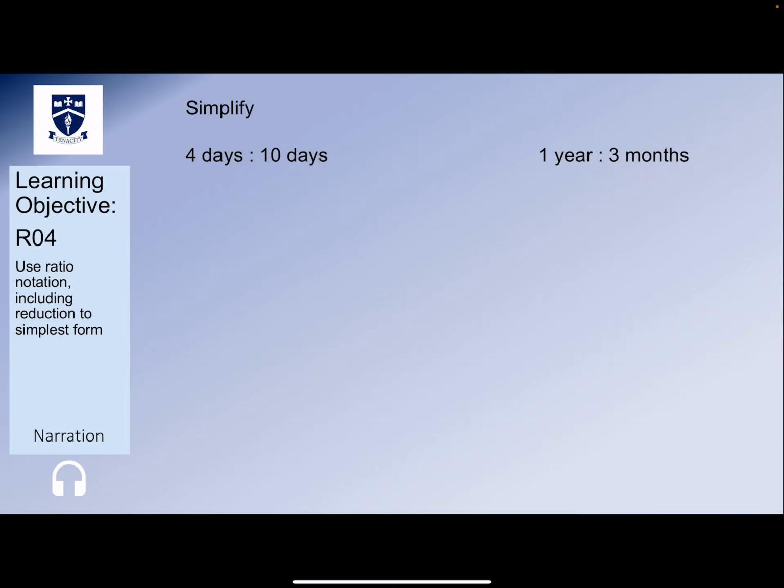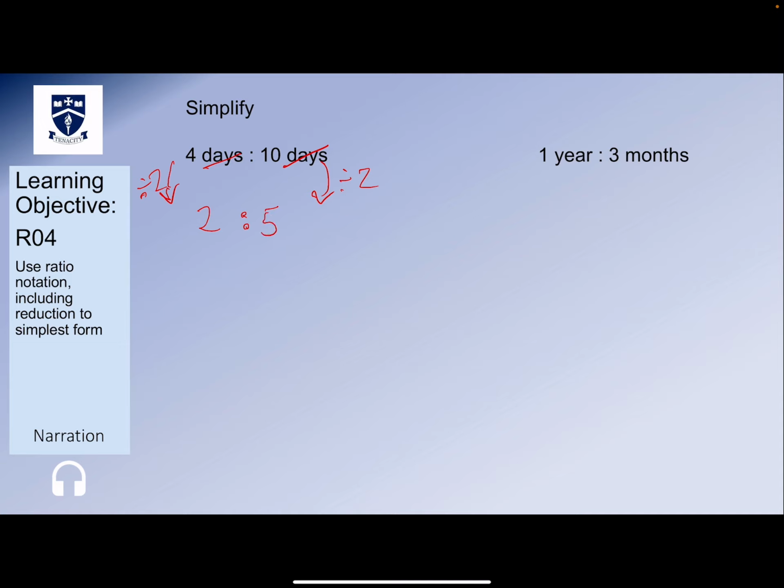All right. Now, once you've done these type of questions, we look at units. In the first one that you can see here, it says simplify 4 days to 10 days. So we have these in the same unit, so we don't even need to worry about the word days, because they are both in the same units. So I'm looking at simplifying 4 to 10. What's the highest common factor of 4 and 10? Well, the highest common factor of 4 and 10 is 2. So I divide both sides by 2. And the answer comes out as 2 to 5.